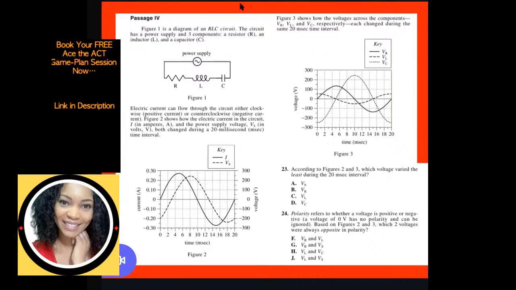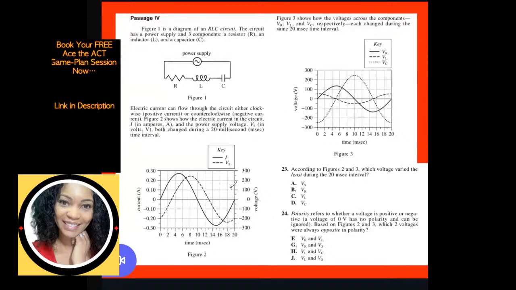So this time you need to look at both figures, both of the charts, and you have to direct your attention to these different voltages here, V sub S, V sub R, V sub L, or V sub C, and we're going to see which one varied the least. And so that means you have to know what varied means. You need to know that it's going to have little change. Which one was more consistent if it says it varied the least? So you've got to be able to interpret the question.